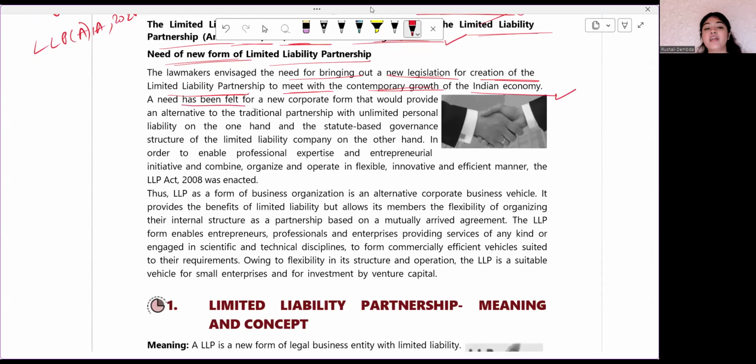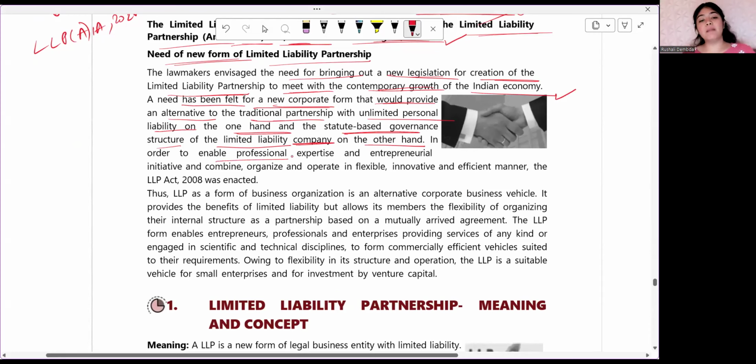A need has been felt for a new corporate form that would provide an alternative to the traditional partnerships with unlimited personal liability on the one hand and the statute-based governance of the limited liability company on the other hand. Now, same as companies, they will be having limited liability. They wanted to overcome the traditional partnership which had unlimited personal liability. So to remove that unlimited personal liability, they tried to bring in the Limited Liability Partnership Act.